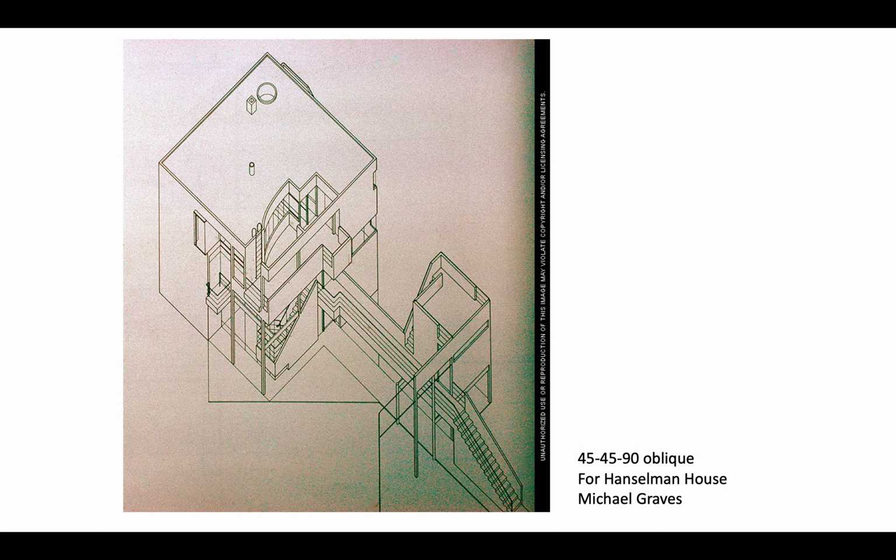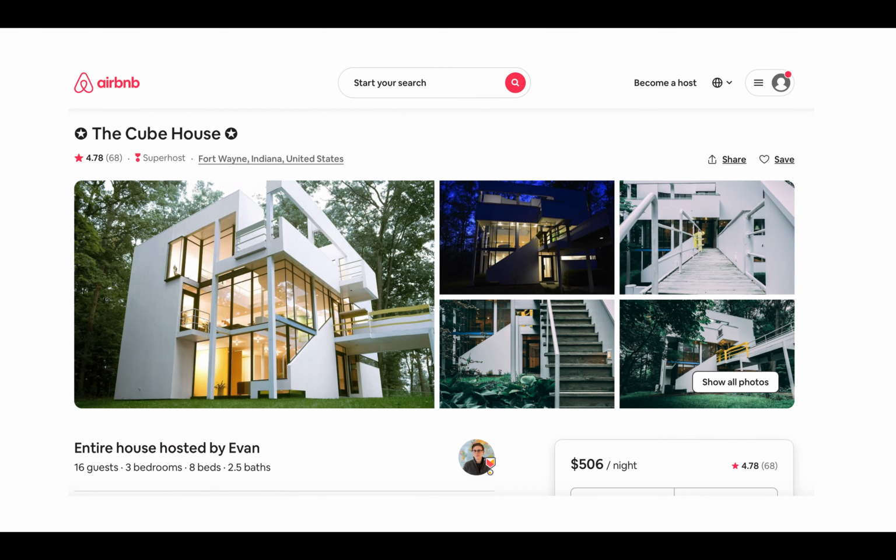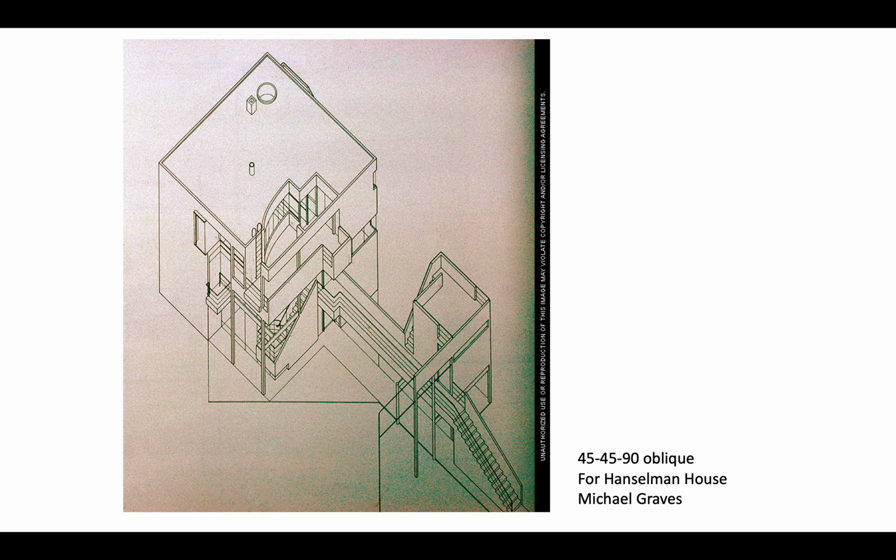Thankfully, though, the Hanselman house is still around. It is on the south side of Fort Wayne. If you want to visit that particular portion of Fort Wayne and check it out, it's a very fascinating house, now available as the Cube House from Airbnb. So if a few of you want to someday stay overnight at the Cube House, formerly known as the Hanselman house, that is available to you on the south side of Fort Wayne to be able to spend the night in a modernist masterpiece.